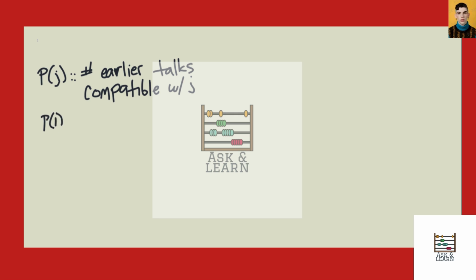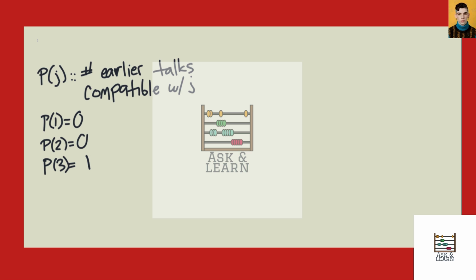For example, P1 would then be 0. That 8 a.m. to 10 a.m. talk is not compatible with anything before it. There are no talks before it. And P2 would also be 0 because this one runs from 9 to 11, so it's not compatible with the 8 to 10 talk before it. But P3 is going to be equal to 1, right? This one runs from 10:30 to noon, so it is compatible with talk 1 running from 8 to 10, but not with talk 2 running from 9 to 11.